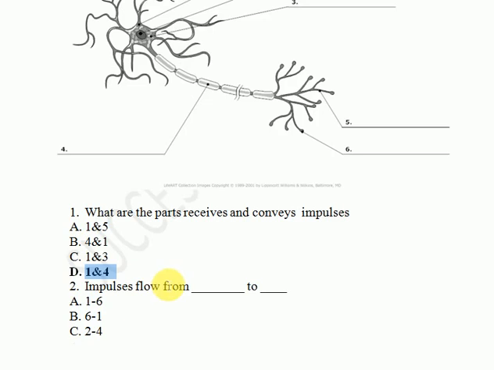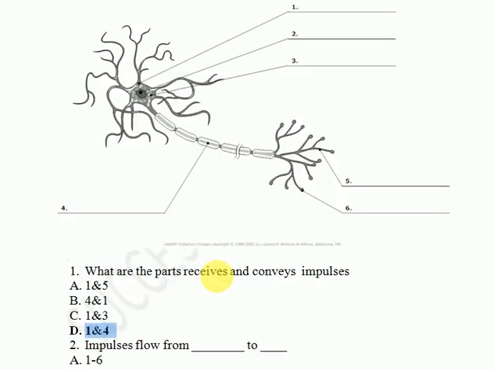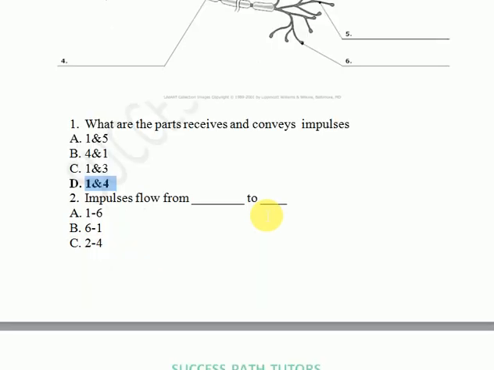Impulse flows from what to what? That means we need to look at where the beginning is. So it's going to be from 1 to 6, because impulse without exception flows in this direction. From the beginning here, it comes in through dendrite, dendron, soma, initial segment of axon. It moves the entire length, then axon terminal, then the axon knob. So that should be 1 to 6.